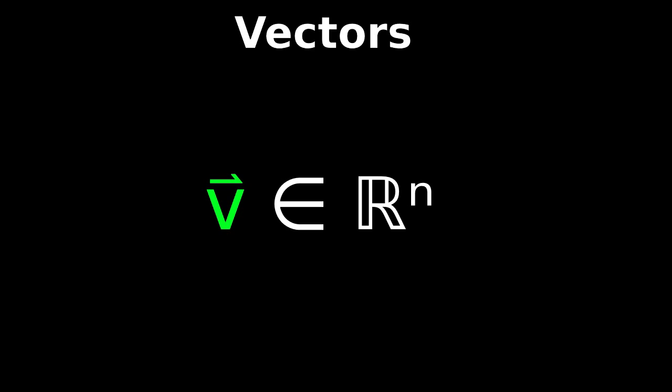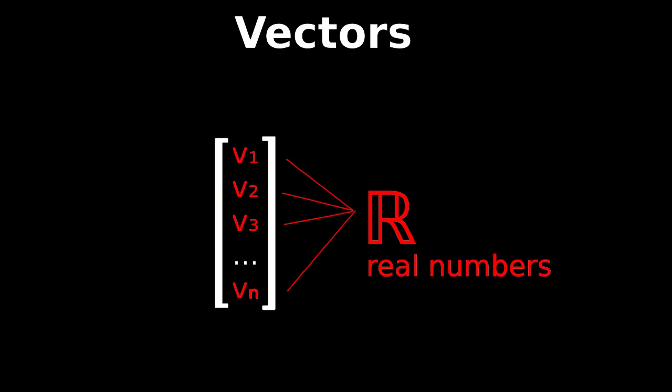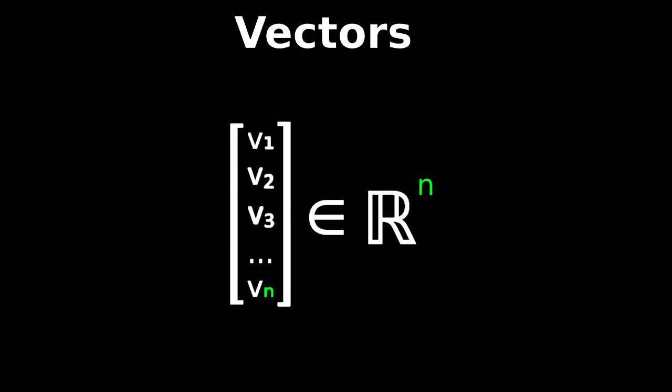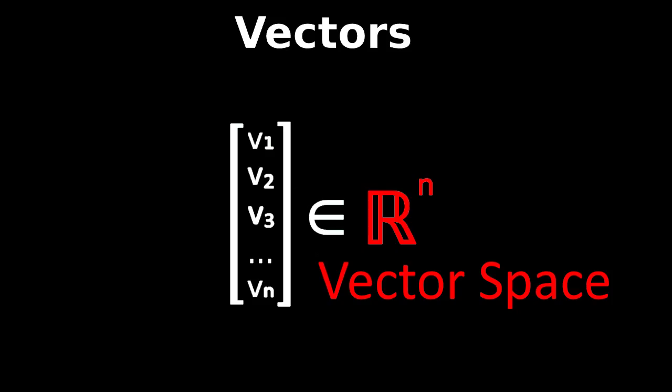This can be read as v is a member of R to the n, or v is a member of Rn. What this means is that v is a list of real numbers and it has n elements in it. Whatever's on the right in this notation is called your vector space.